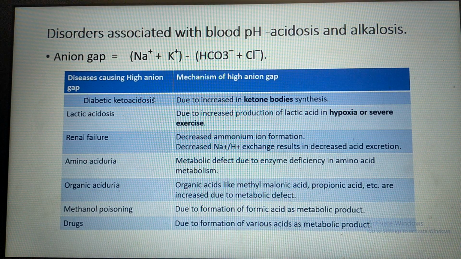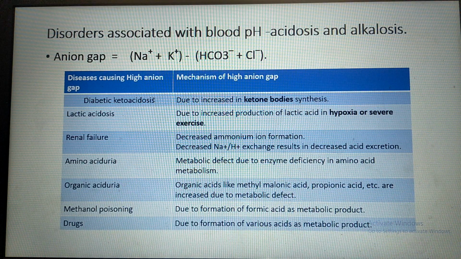Next is organic aciduria. In organic aciduria, the concentrations of methyl malonic acid and propionic acid are increased, and this excretion of methyl malonic acid in the urine is called organic aciduria. So here, methyl malonic acid is formed in our body when propionic acid is converted into succinyl CoA. Try and find out this pathway.